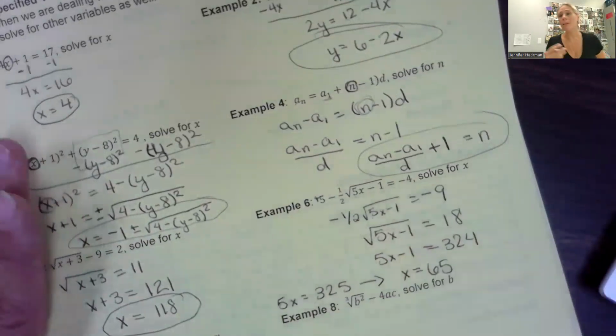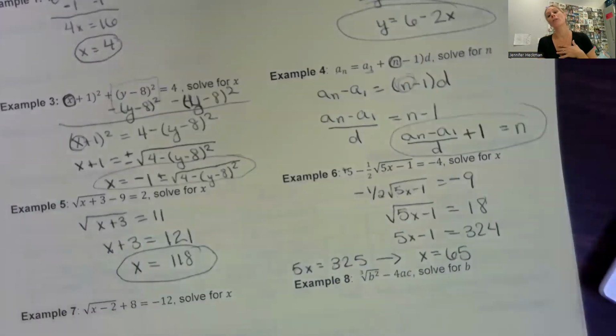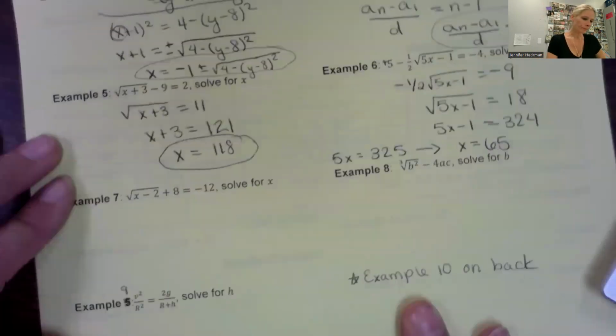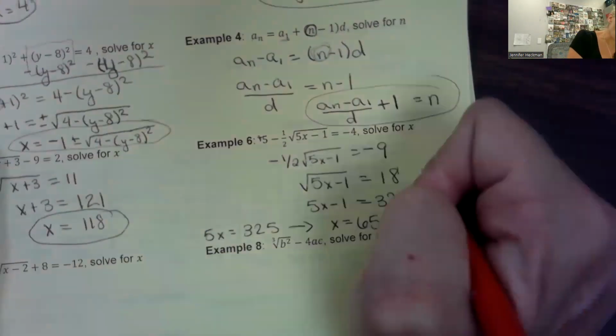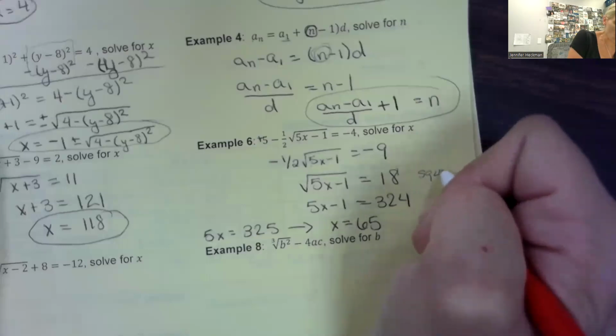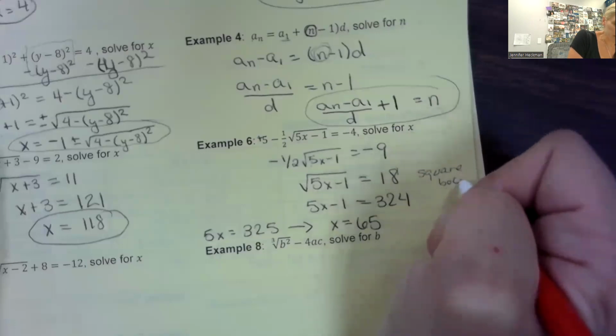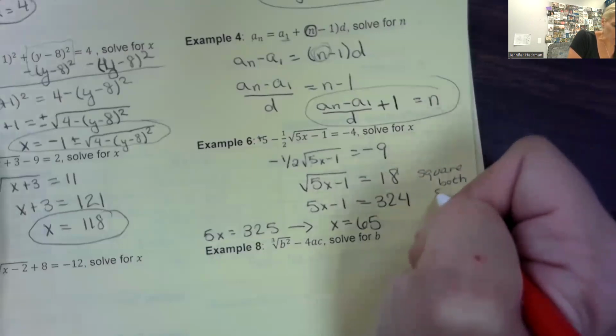Now again, I'm not writing down every single step. I'm writing down the outcome of every step. So if you need to show that squaring on both sides, do it, okay? Or you could say on the side, start writing down square both sides. You know, make yourself hold notes, okay?